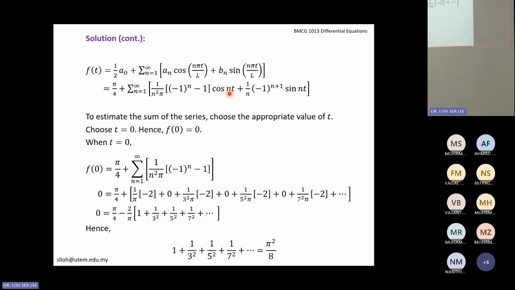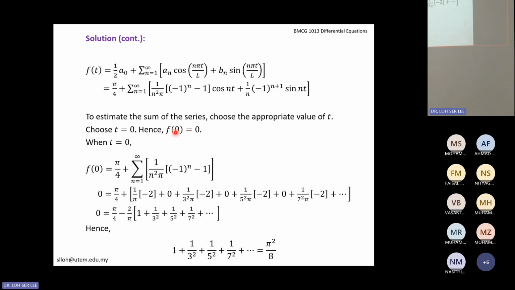So the suitable value would be 0, because sine 0 is 0, cos 0 is 1. So we have only this one. That means this part. When t is 0, we have only this part. So on the left, we have f0. T is 0, so f0.